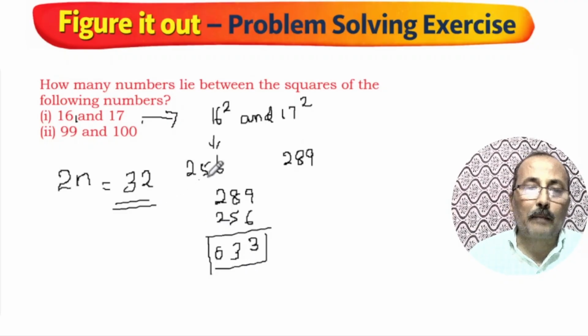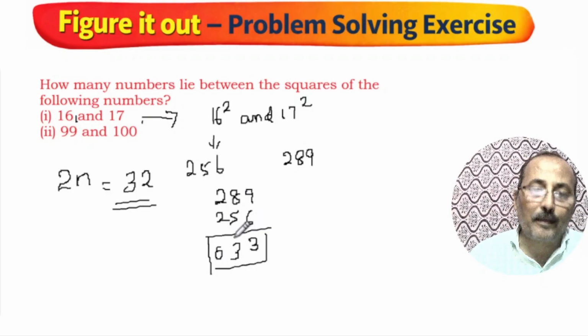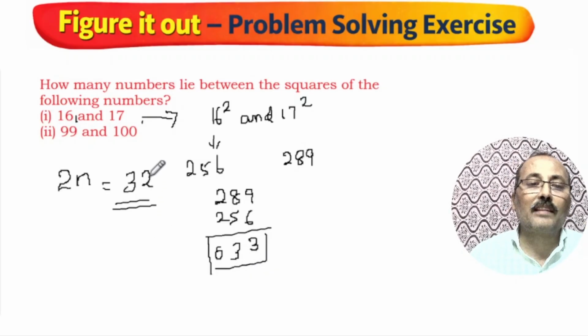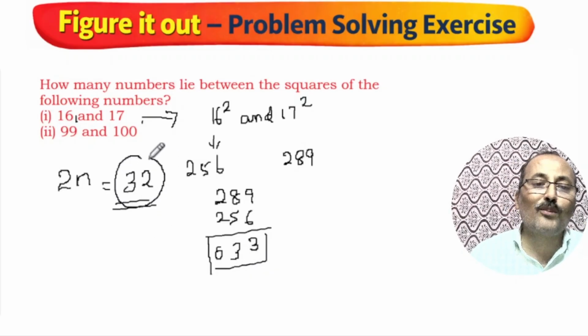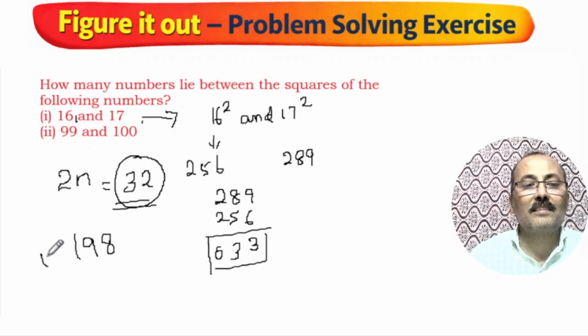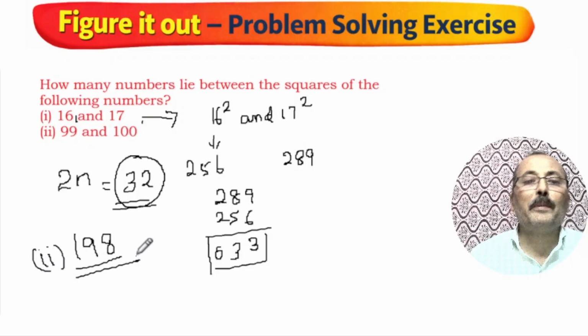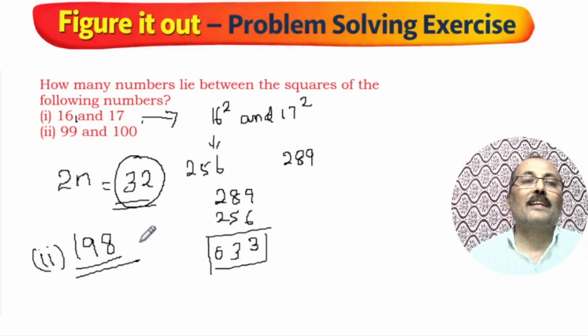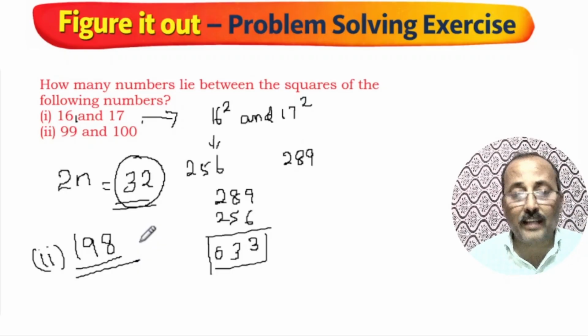So if the numbers are larger, use this technique also. Subtract it and then subtract one more, then you will get the answer. Or here you know 2n numbers, 2n is 32. Then what about 2n here? 99, so 198 is for the second one. That's the answer. So 198 numbers will be there in between 99 square and 100 square.